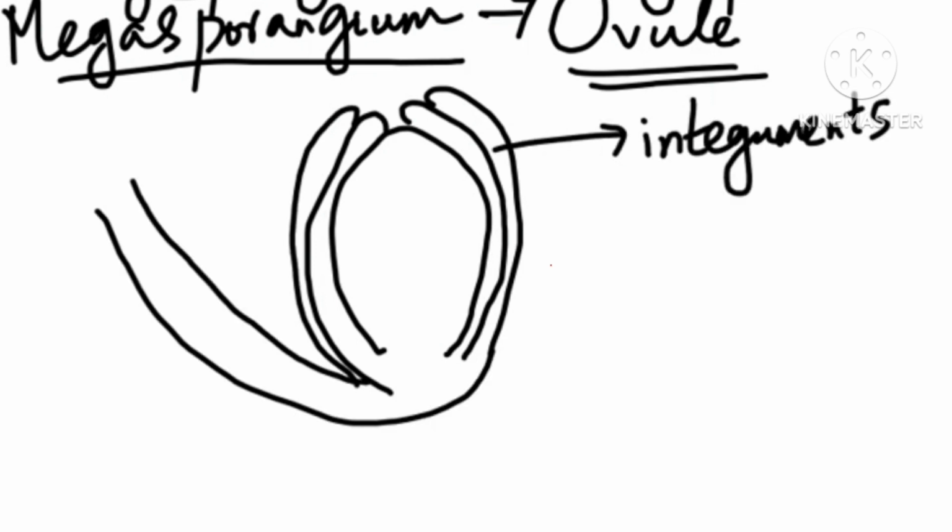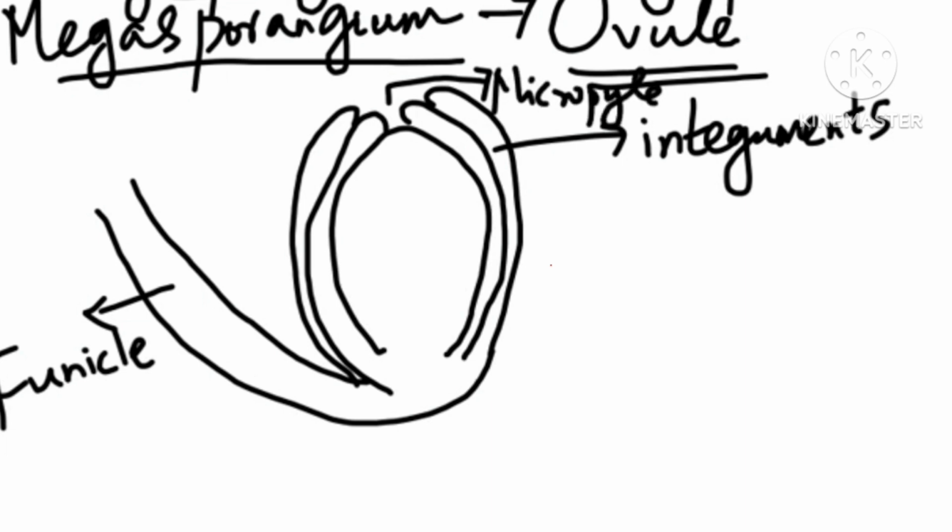Now from the integuments itself I have taken a stalk out. What is this stalk called as? Funicle. Yes, this is called as funicle. That's how it is attached to the placenta of ovary. There is a part where no covering of integument is there. What is that area called as? Micropyle. Yes, this is called as micropyle.